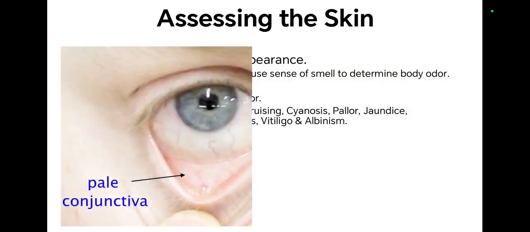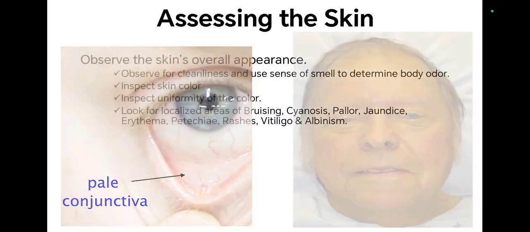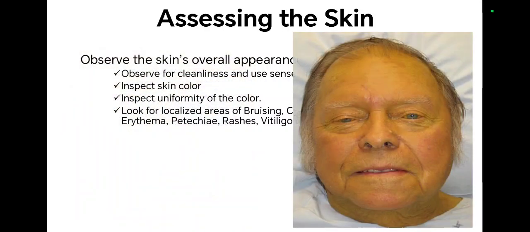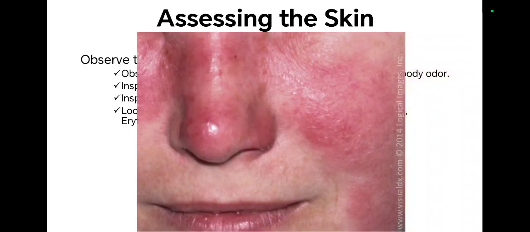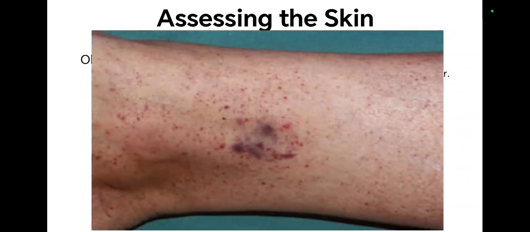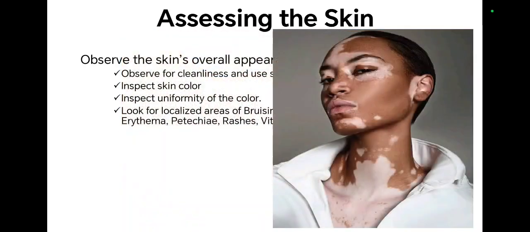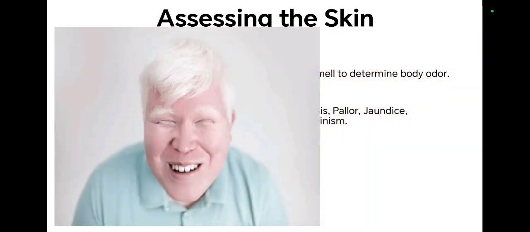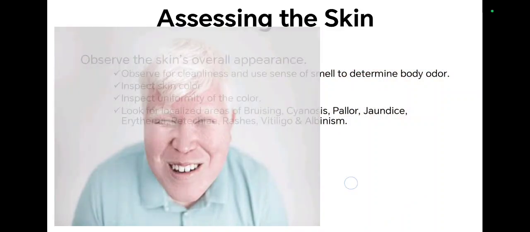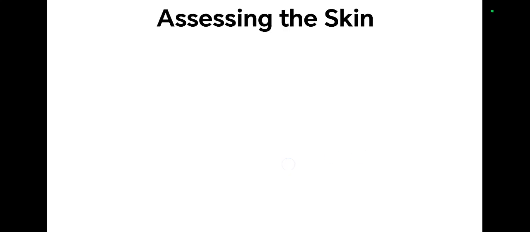Usually we check the paleness of the patient in the conjunctiva or in the palate. Jaundice is the yellowish discoloration, and this is the erythema. And we have here the petechiae, rashes, and this is vitiligo or albinism. So these are just examples of abnormalities or skin conditions that we can check, okay, localized areas.